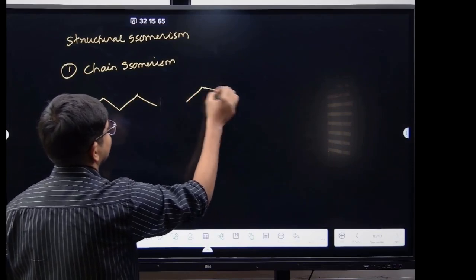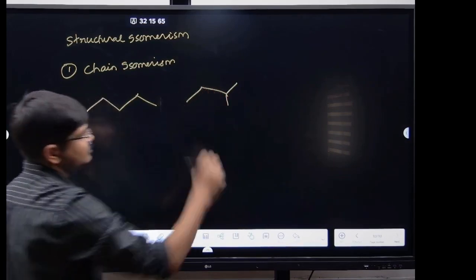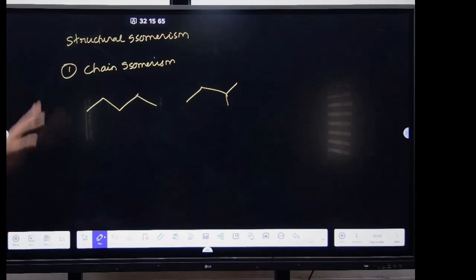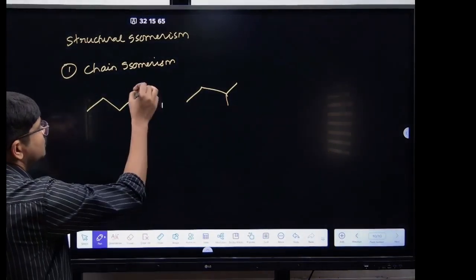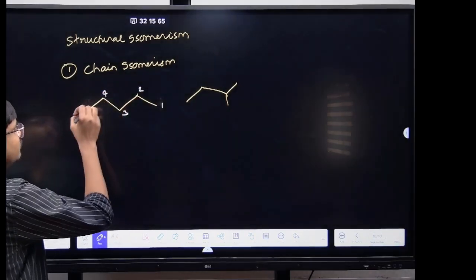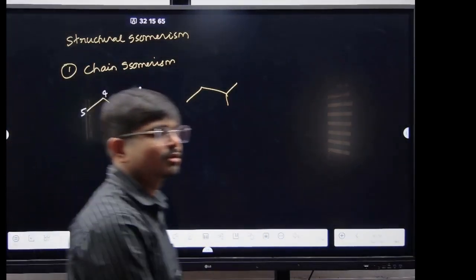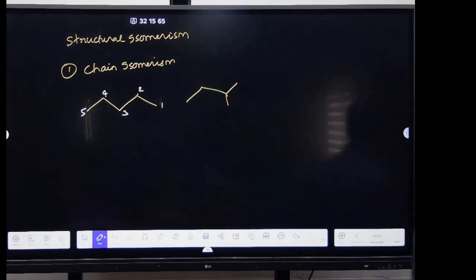Okay, now you have the compound, this one. Got it? What is the chain length here? If you look at the chain length, it will be 1, 2, 3, 4, and the 5, 1, right? The chain length will be 1, 2, 3, 4, and the 5, 1.